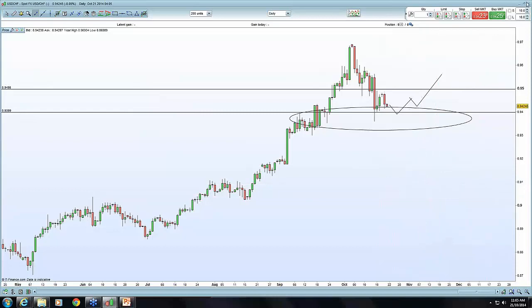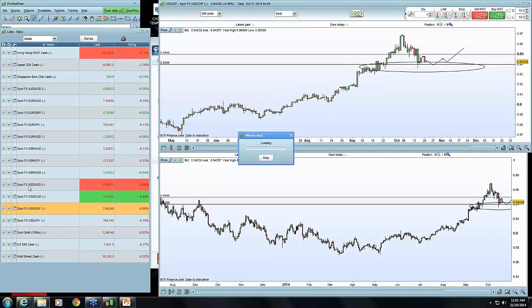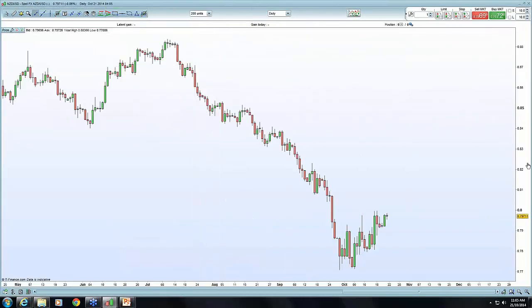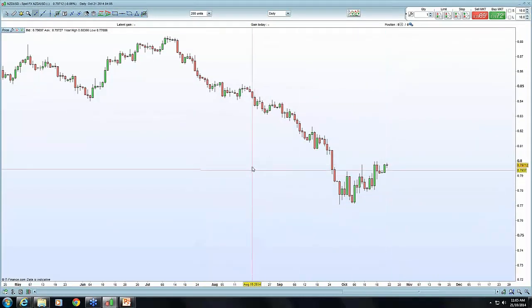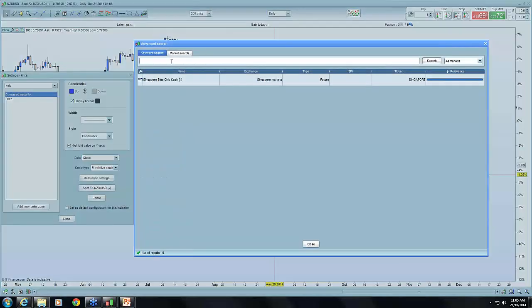Let's talk about Kiwi dollar at the moment. Kiwi dollar, very similar analysis to the Aussie dollar. Again, does this look familiar? In fact, it looks even closer to the euro dollar. Let me just show you the euro dollar.